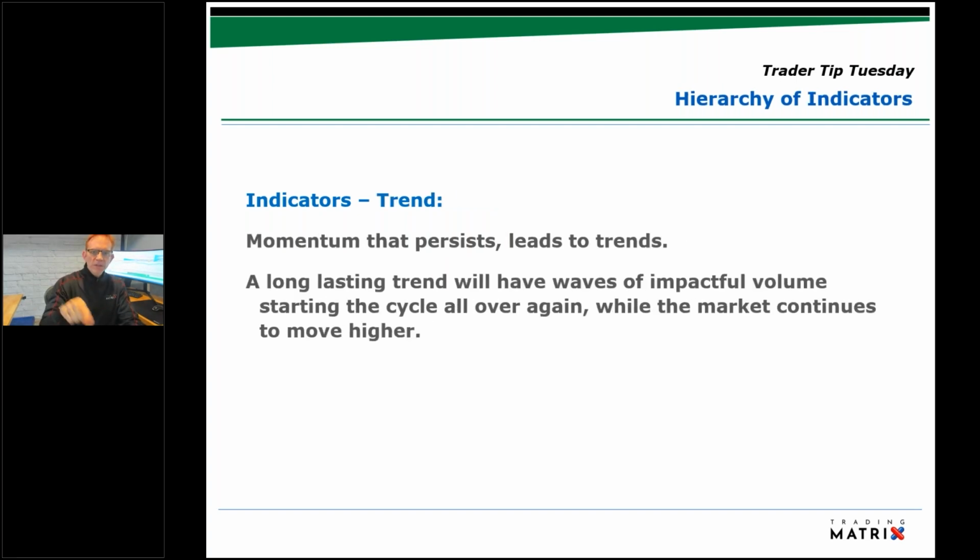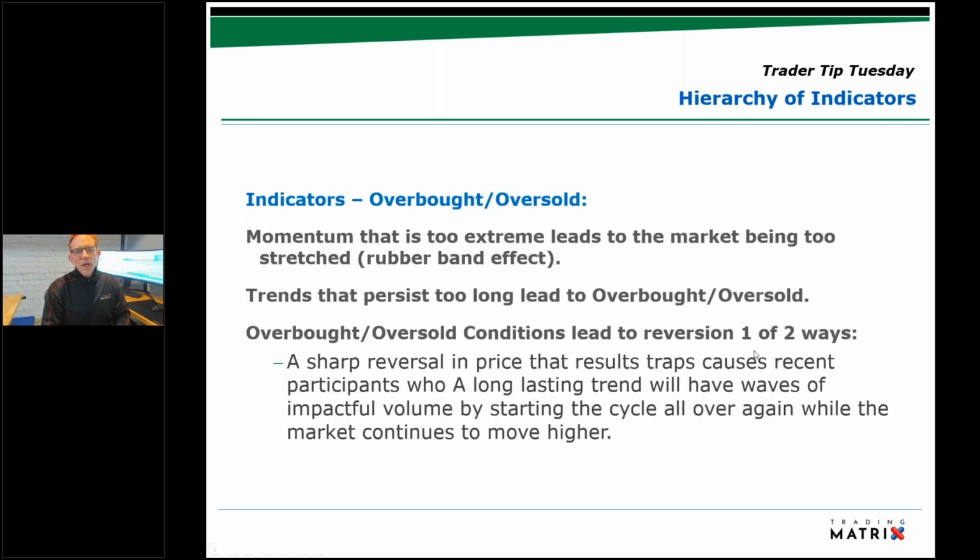Momentum that persists leads to a trend. A long-lasting trend will have waves of impactful volume that start the cycle all over again while the market continues to move higher. So a trend is really a series of momentum waves. Really you have volatility, momentum, and trend. All three of these can create volume too. Volume, volatility, momentum, and trend all can have their own overbought or oversold characteristics.